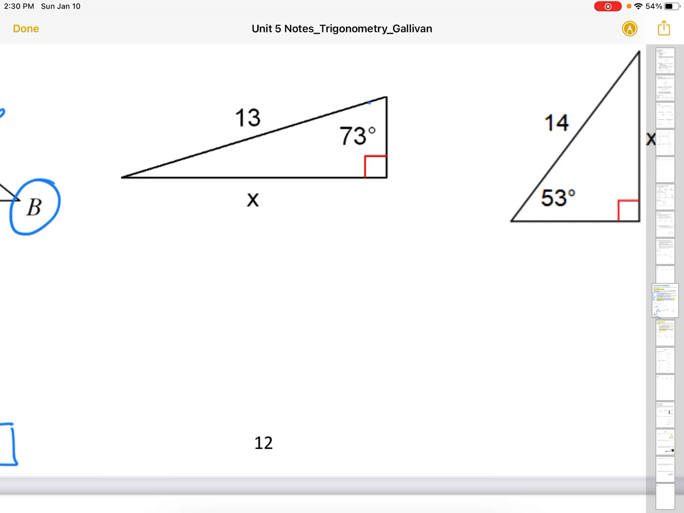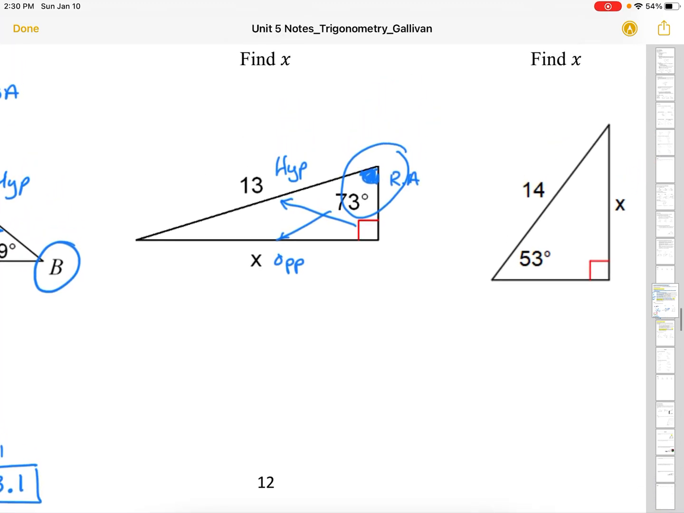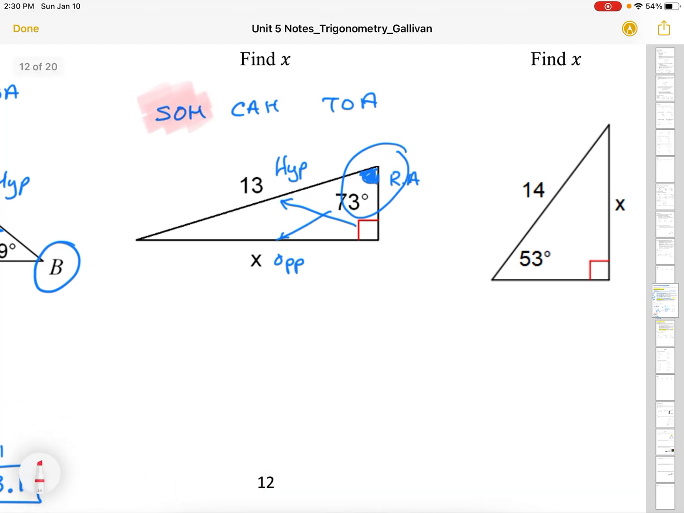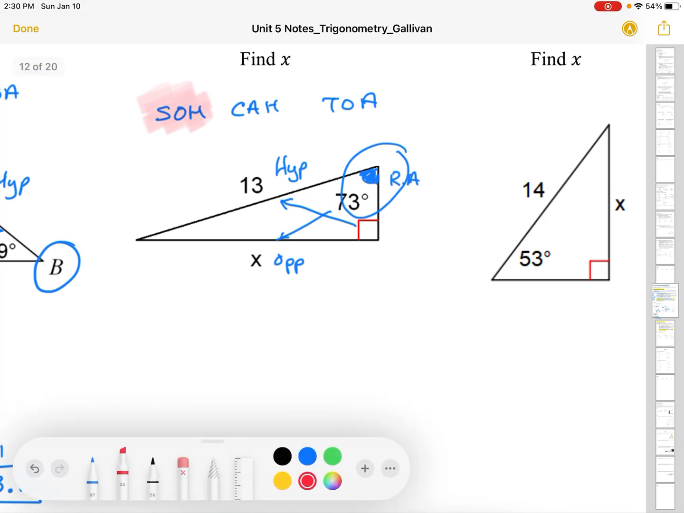These ones are delightfully easy. So we find our reference angle. It's the 73 up here, so that's our reference angle. So we circle it, okay? And then this here is our hypotenuse. It's across from the right angle. And this one is our opposite, because it's across the triangle. So thinking about our SOHCAHTOA, I've got opposite and hypotenuse, so I'm going to use SOH.